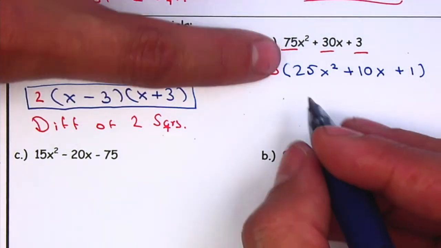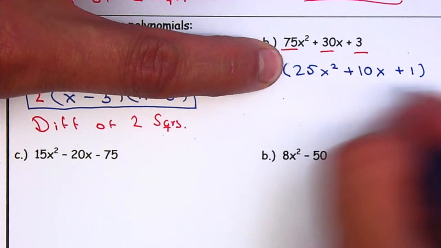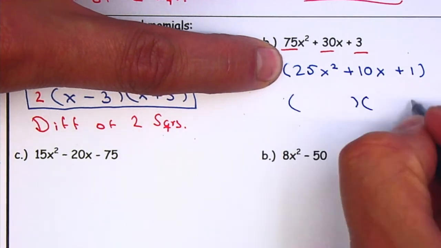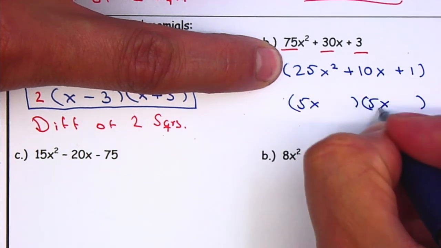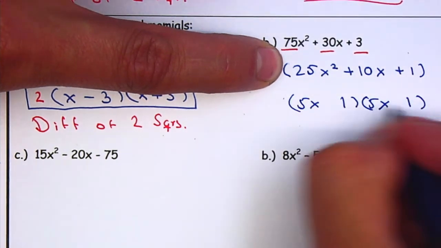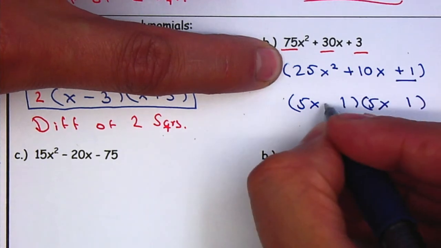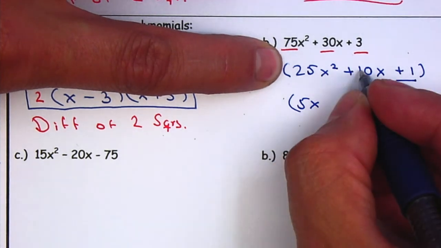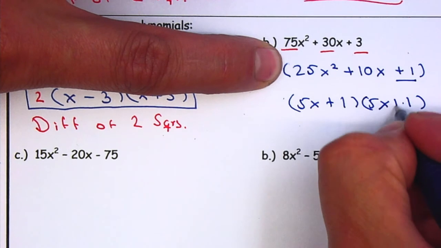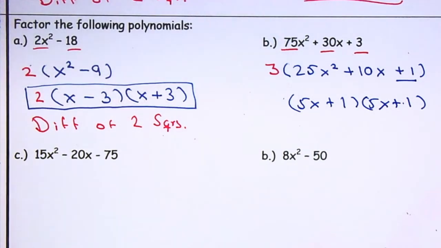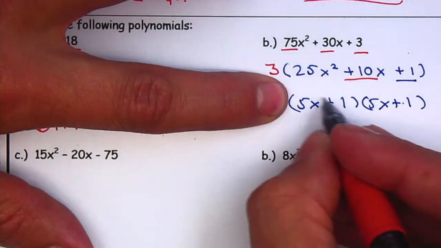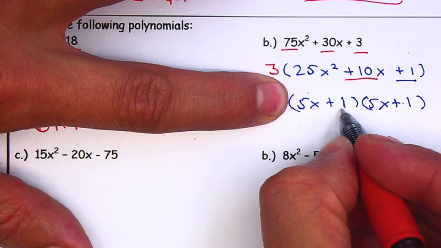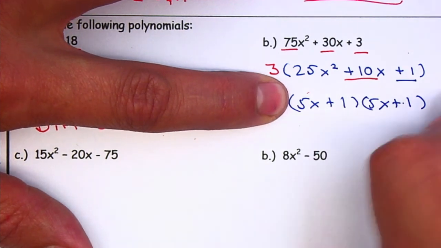Now, I'm going to ignore the 3, and I'm going to factor this out. Factors of 25x squared will give me 5x and 5x. Factors of 1 will give me 1 and 1. This is a positive, so they both should have the same sign. It needs to add up to a positive 10x, so it'll be positive and positive. And I have the 3 outside. Remember, if you multiply it together, it should end up with a positive 10x, and that gives me 5x and 5x gives me positive 10x, so that works.